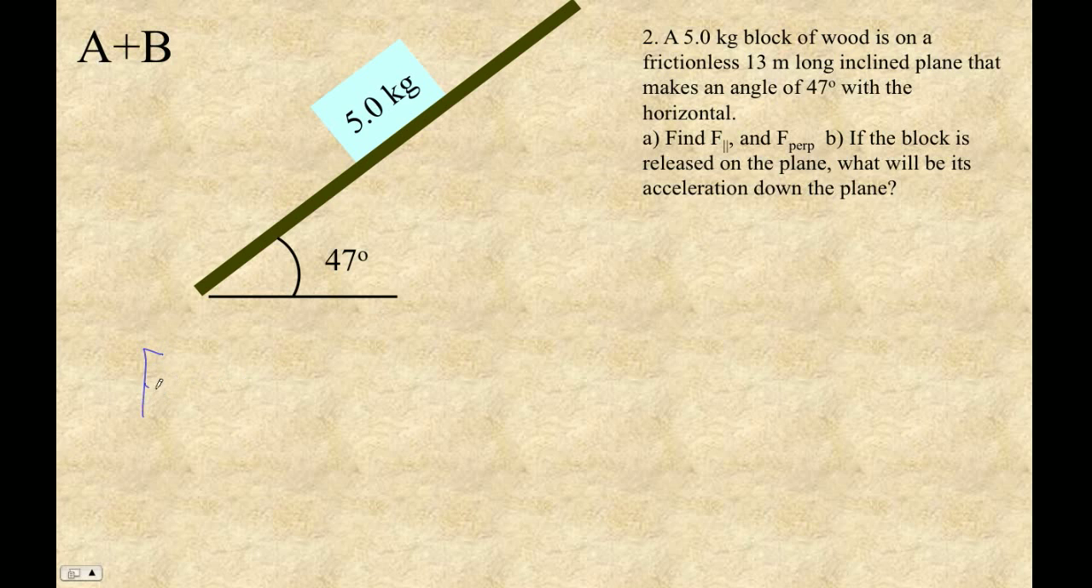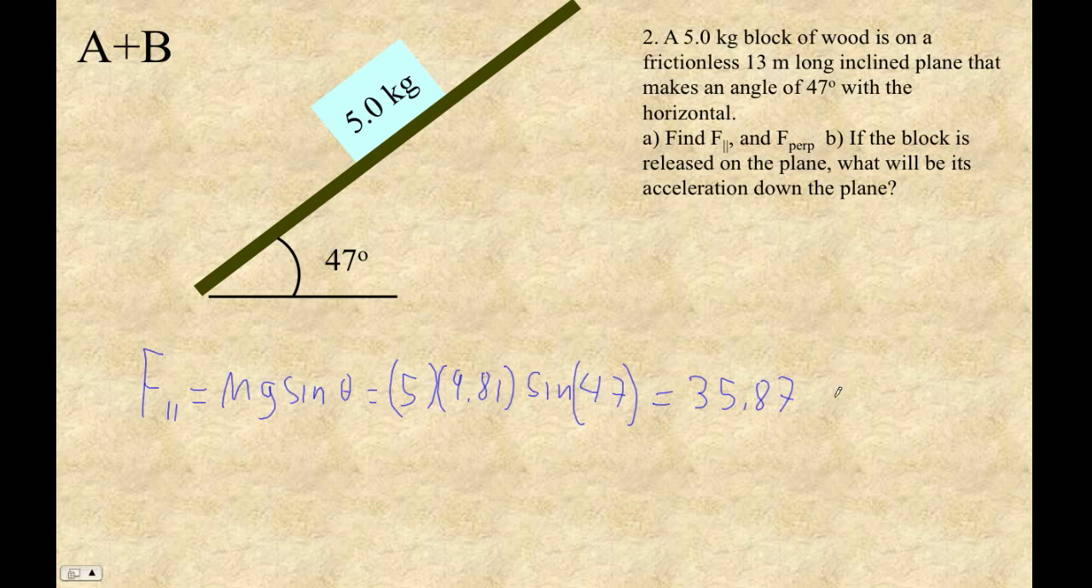Parallel force is just the component of gravity down the plane. That's going to be mg sine theta, so it's 5 times 9.81 times sine of 47. It's actually 35.87, which is about 36 newtons down the plane, but we're going to use the more accurate 35.87 newtons. That's the part of gravity that always acts down the plane.